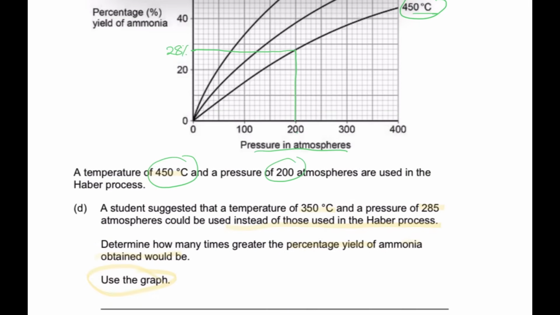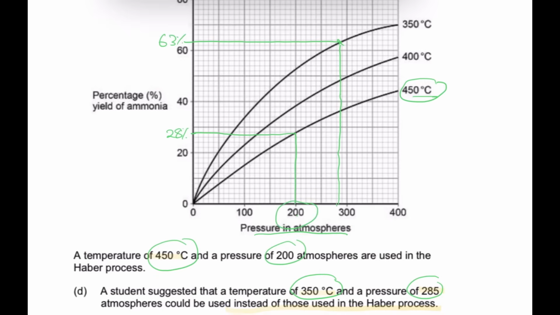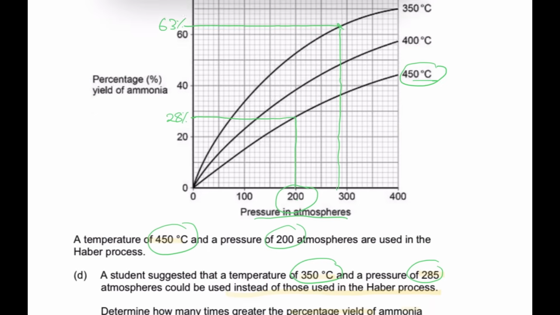Now what we're going to do is use 350 and 285. So we have 285, which will be around here. And we keep going up until we reach 350, which is over here, and we go to the side, and this is going to be around 63%. We can already see that what the students suggested will get a much higher yield. It would get 63 yield, but they are not asking that.